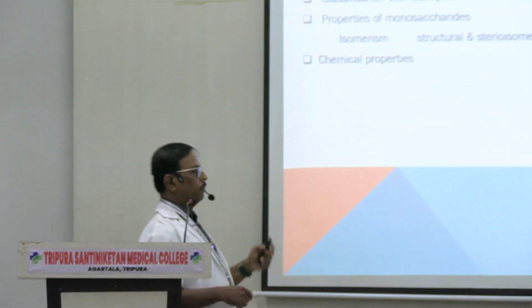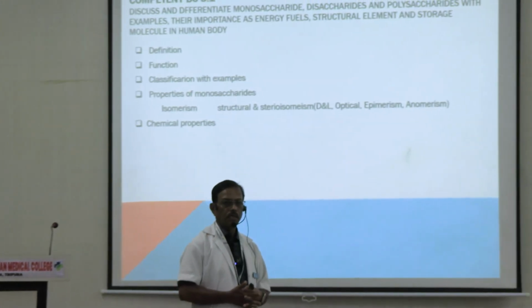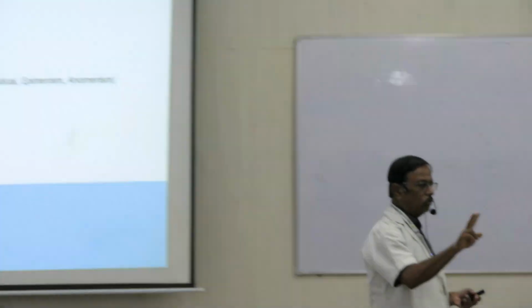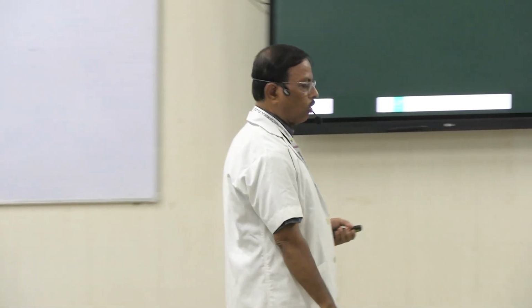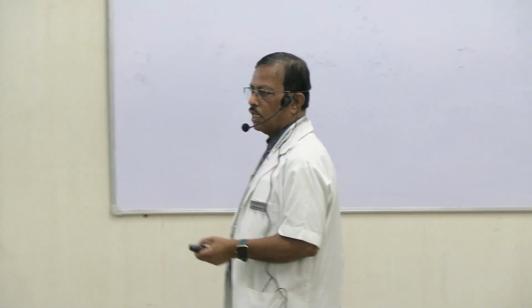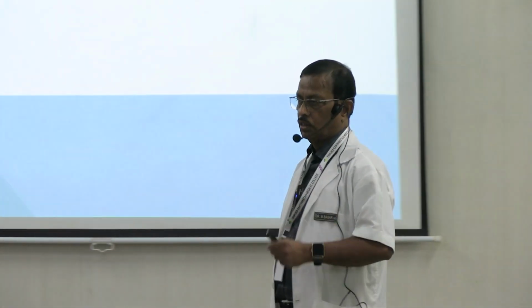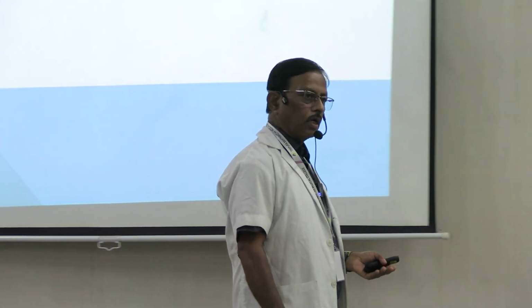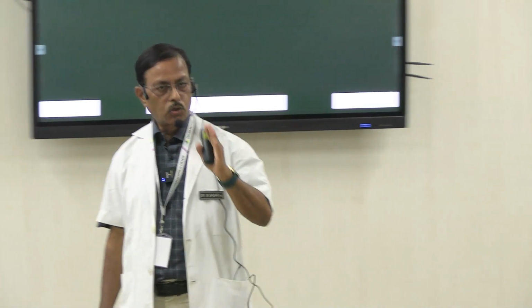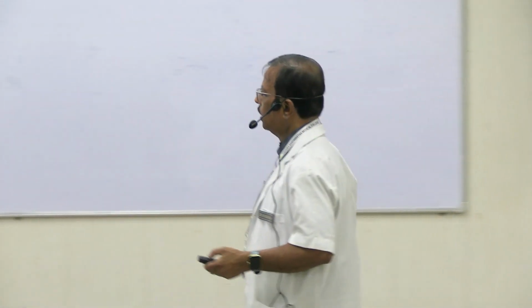Isomerism, stereoisomerism, epimerism. Okay. Epimerism, what is that? Epimerism is when two isomers differ in configuration in respect of one carbon only. Okay. Glucose and galactose differ in spatial arrangement of the hydroxyl group at carbon number 4 only. So galactose is the epimer of glucose. Okay. Mannose is again an epimer of glucose in respect of carbon number 2. Okay. So these are the epimerism.